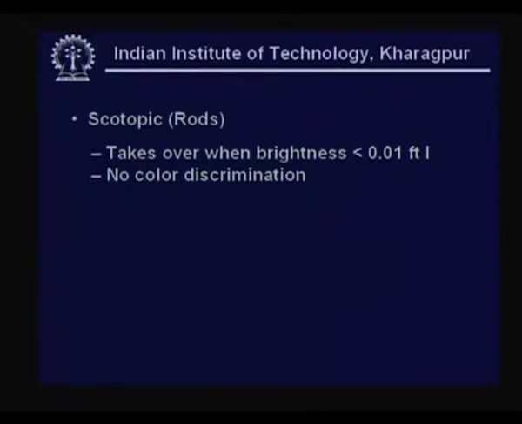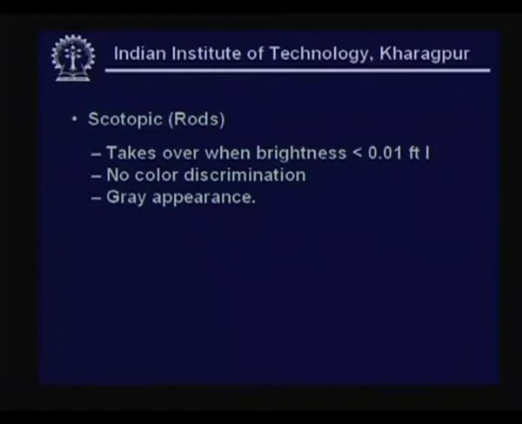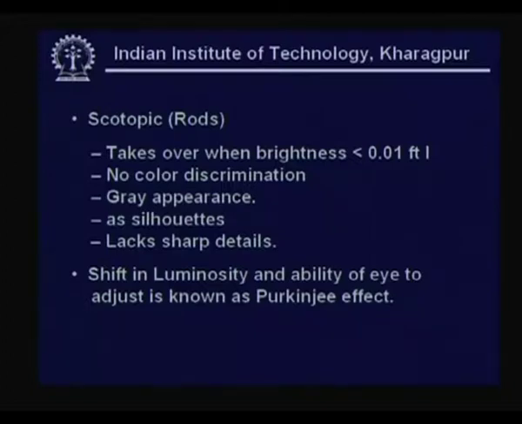We said cone cells have low sensitivity below 0.01 foot lamberts. However, since rods work with very low intensity illumination, they have little color discrimination, and most of the time rod vision is somewhat gray in appearance, and oftentimes we see the images as silhouettes. We do not get fine details, and sharp details are absent. The ability of the eye to shift from rod to cone is what we call the Purkinje effect.